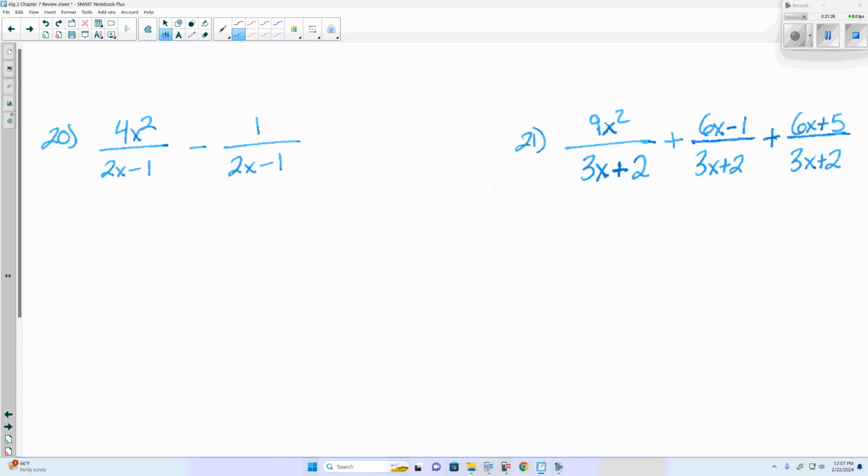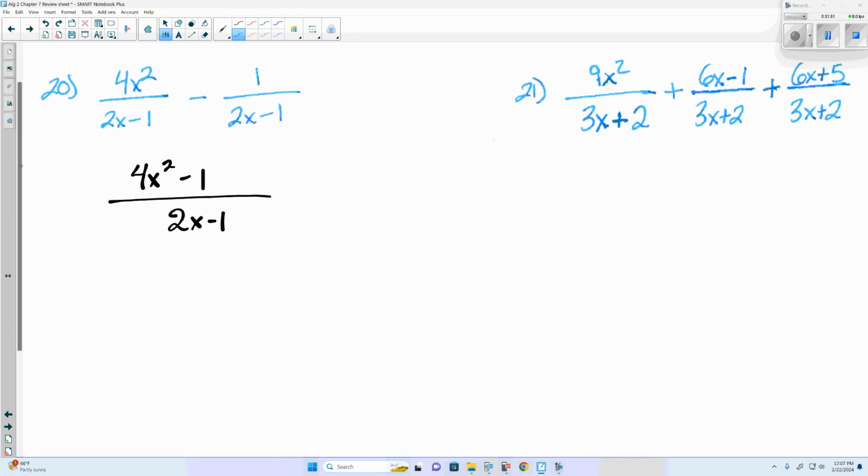Now 20, the denominators are both 2x minus 1. 2x minus 1 is not factorable. But our numerators can be subtracted because the denominators are already the same. And since we only have one expression in each numerator, we don't necessarily need the parentheses. It's not going to change anything with or without them.